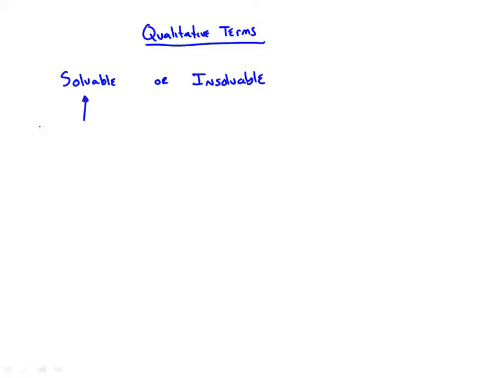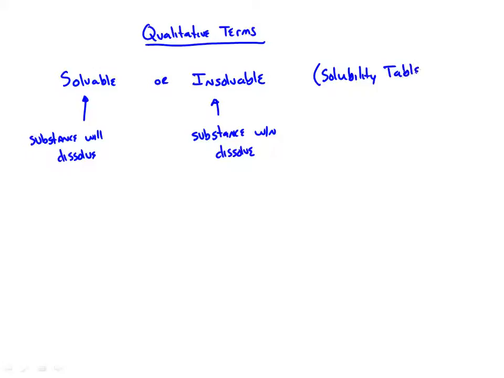So soluble simply means that a substance will dissolve. And insoluble simply means that the substance will not dissolve. And remember, we also have our solubility tables, where we said if something is soluble, we wrote AQ next to it, and if something is insoluble, it had an I next to it. So that's one set of terms that we've got.